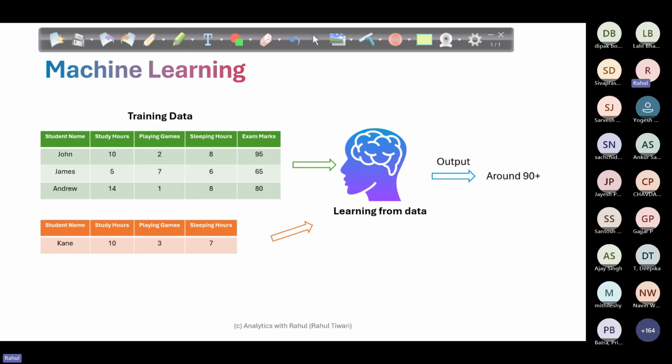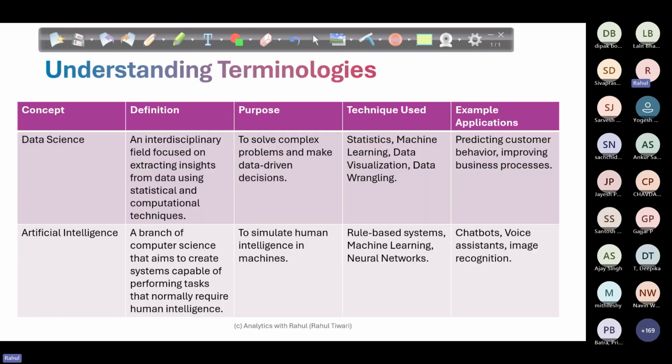So in place of a human as a learner, I will replace this learner with a machine, and the machine will learn from this data set. Once the machine has learned from this data set, the orange data, which is the new data, I can pass into the machine and the machine will predict the outcome. That is basically how machine learning works. This is a brief understanding of how it works.